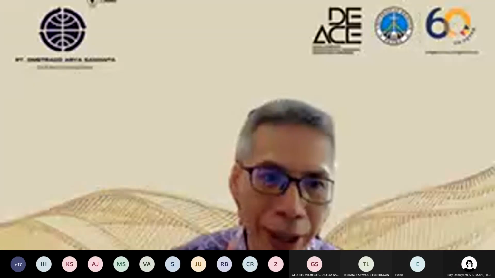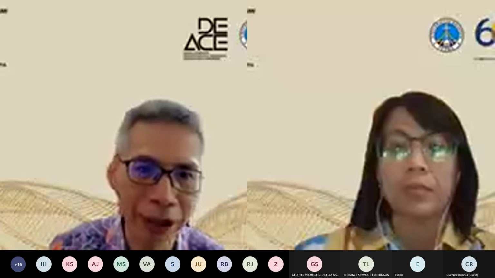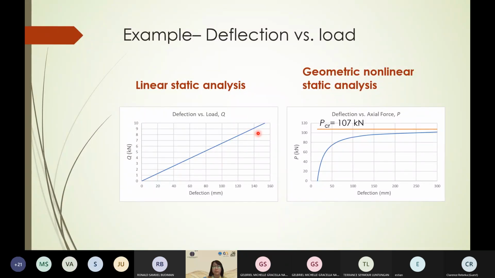And so on. Okay, as the load increases, the deflection increases linearly. Linear means the graph is just a straight line.